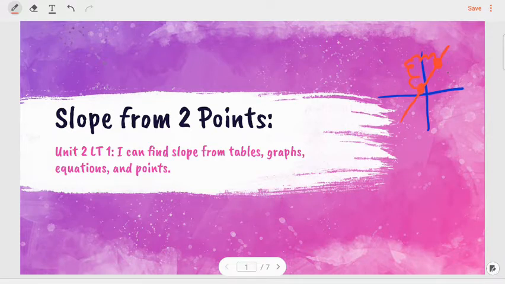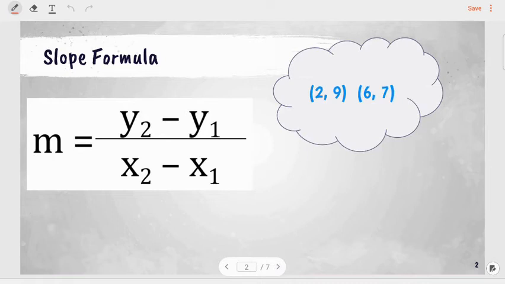Today we're going to talk about, well, what do I do when I don't have a graph? So what do I do when I have two ordered pairs? So I have the point (2, 9) and the point (6, 7). So we're going to explore that today. So option number 1 is I can graph it.